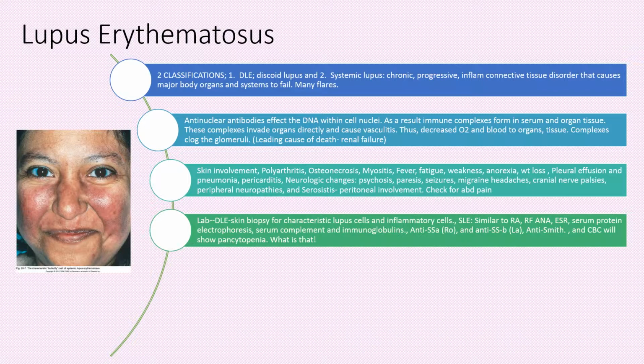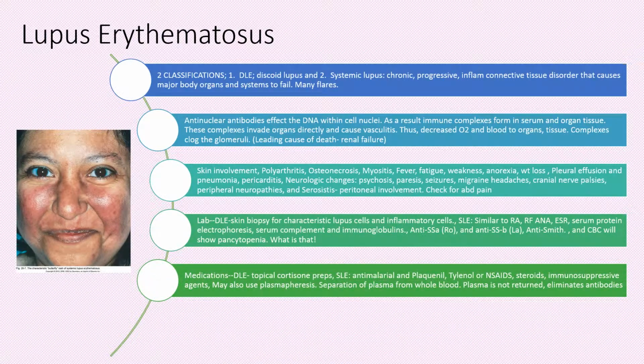For SLE, similar to RA, RF, ANA, ESR, serum protein electrophoresis, serum complement and immunoglobulins, anti-SSA and anti-SSB, anti-Smith, and CBC will show pancytopenia. For medications, DLE, topical cortisone preps, and SLE, anti-malarial and Plaquenil. Tylenol or NSAIDs, steroids, immunosuppressive agents. May also use plasmapheresis and separation of plasma from the whole blood. Plasma is not returned and it eliminates the antibodies.